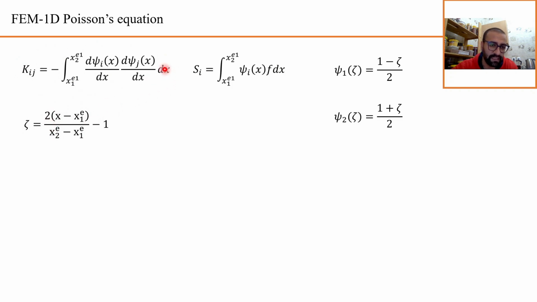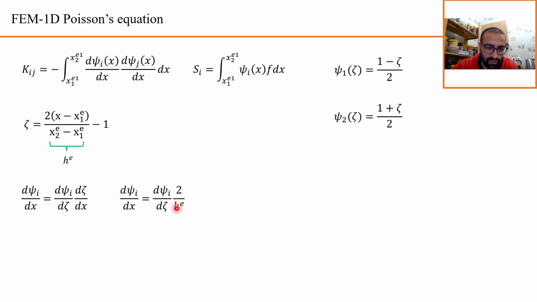Therefore, we need to substitute dx here, and before that, I just defined this x2 minus x1 as h. This x2 minus x1 is nothing but delta x between node number 1 and node number 2 for any desired element. And instead of d psi I over dx, we can simply write d psi I over d zeta times d zeta over dx, and from this, we can see that d zeta over dx should be nothing but 2 over h. And again, from this, we can simply show that dx should be h over 2 times d zeta.